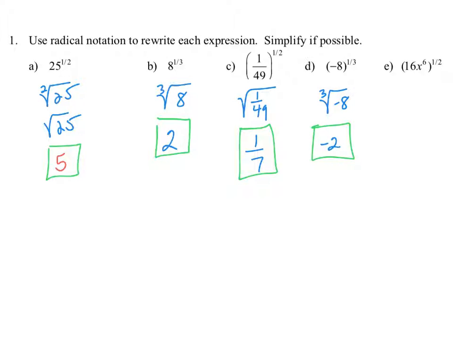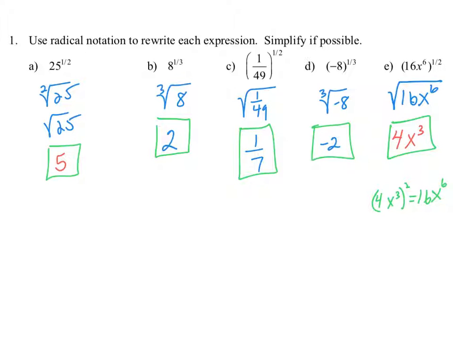Now 16x to the 6th all raised to the 1/2 power can be written as the square root of 16x to the 6th power. We can simplify this. We know the square root of 16 is 4, and the square root of x to the 6th is x to the 3rd. That is our answer. We can check that. We know that 4x to the 3rd, that quantity squared, is 4 squared, which is 16, and power to a power we multiply to get x to the 6th power.